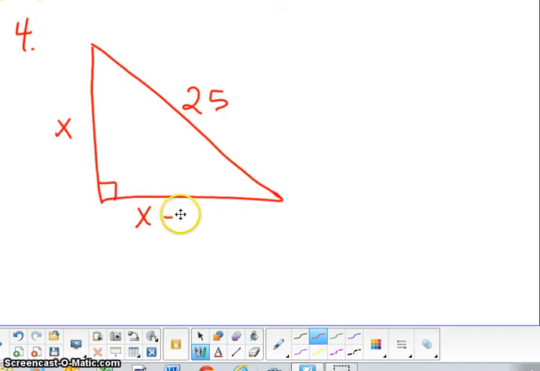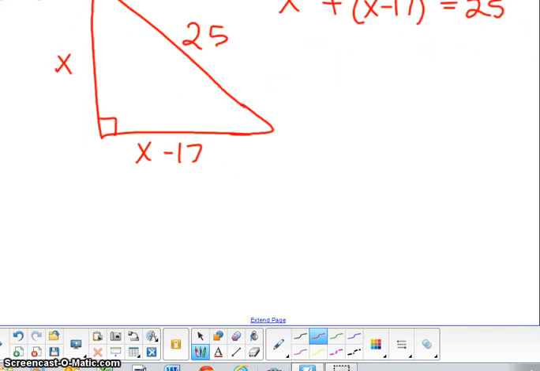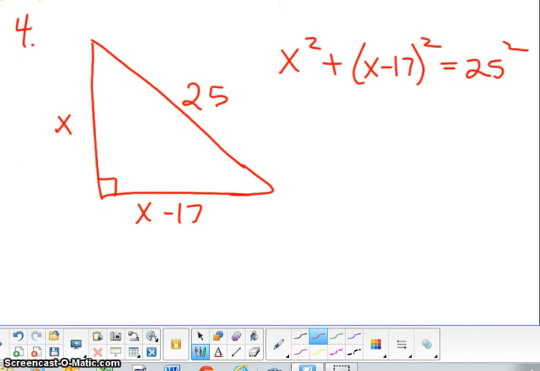So this we'll call x on the left side, and the bottom we'll call x minus 17. So in a right triangle, we can use the Pythagorean theorem. So x squared plus x minus 17 squared equals 25 squared. Go ahead and push pause and multiply, FOIL, combine like terms, and set equal to 0.